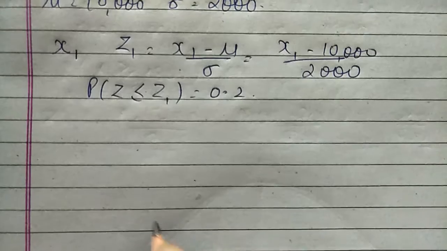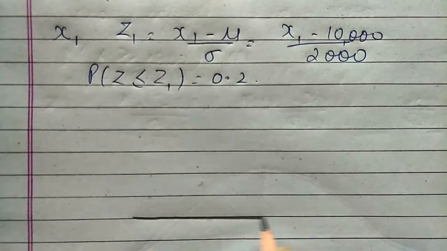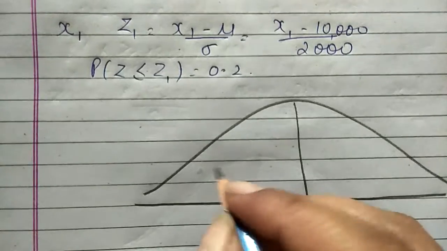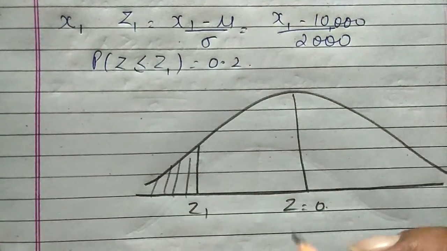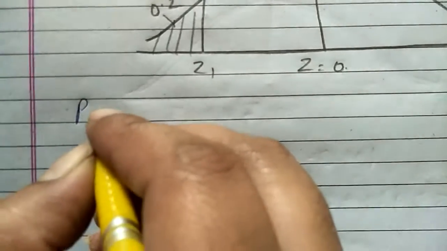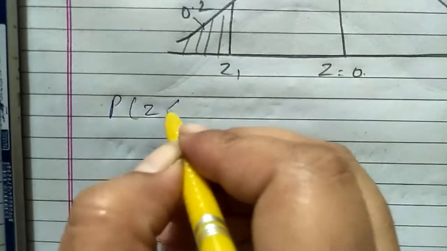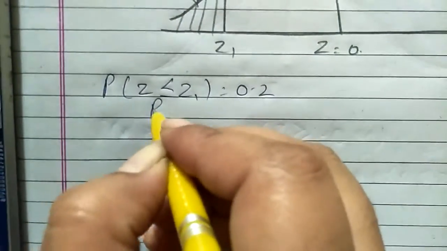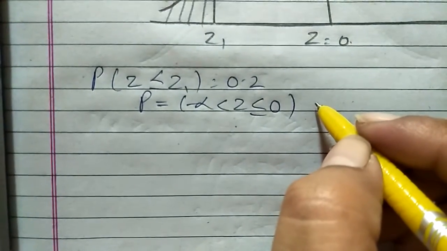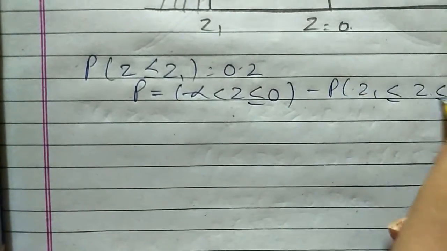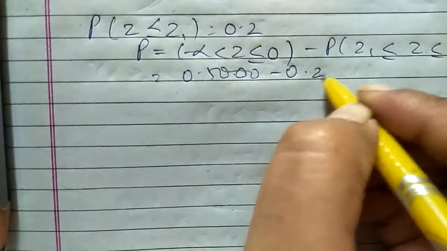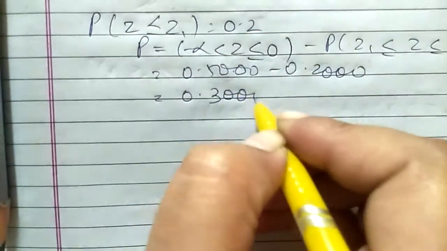plot here. X is equal to 0, z1, okay, that is 0.2. So P(Z less than or equal to z1) is equal to 0.2. So P is equal to P(minus infinity less than or equal to Z less than or equal to 0) minus P(z1 less than or equal to Z less than or equal to 0). That gives us 0.5000 minus 0.2000. Answer comes to 0.3000.